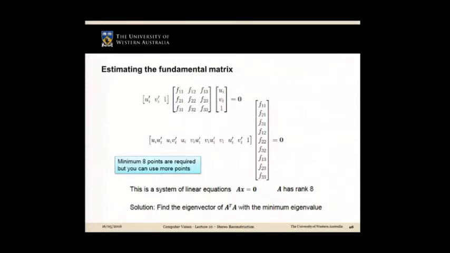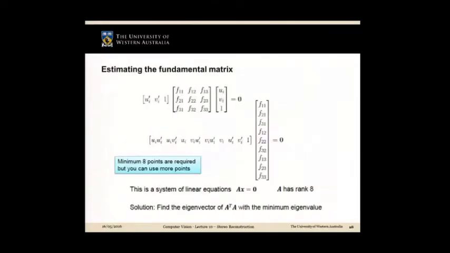If you look at this linear system of equations, you have Ax equal to 0, and A has rank 8 in this particular case. How many values are there on your left matrix? If you look at Ax equal to 0, how many values are there? 9 values, right? So you need a minimum of 8 points for estimating your fundamental matrix. But of course, the more the better, because your clicks are not accurate. So if you have more points, that will help you to estimate this fundamental matrix more accurately.